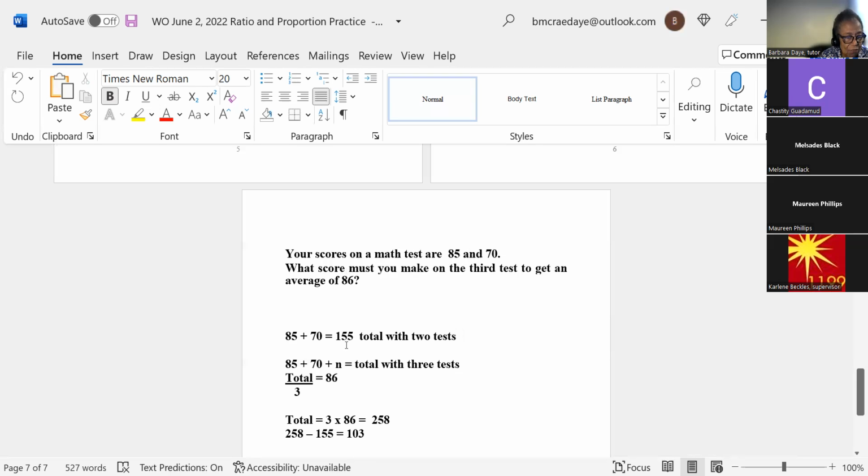And the average you get from dividing the total of the items by the number of items. So with 3 tests, you have 3 items, right? That's why I say 85 plus 70 plus n is a total. Once we find what the total was, 258, and we can because we know the average with 3 tests, that 103 would be 258 minus 85 plus 70, which is what this is right here. Did I answer your question, Mercedes? Yes. Thank you very much.